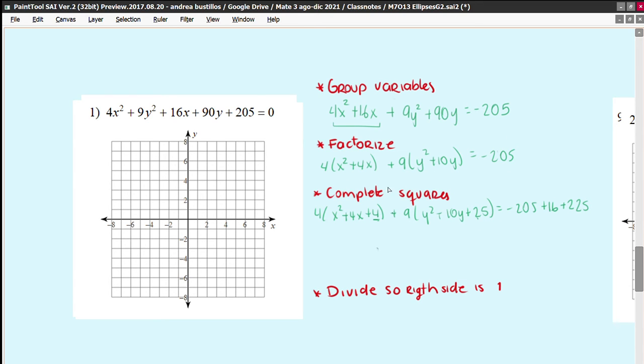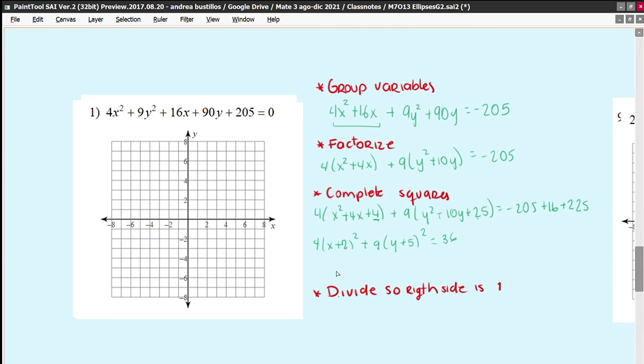From here on, we just have to simplify the right side and transform this into binomials. So this is x plus 2 squared plus 9, remember, square root of the first one, sign of the second one, and square root of the third one. And on this side, I have 225 minus 205. That is 20 plus 16. This is 36.